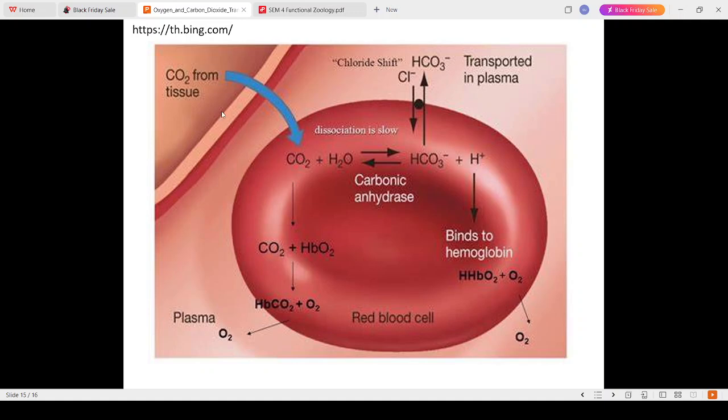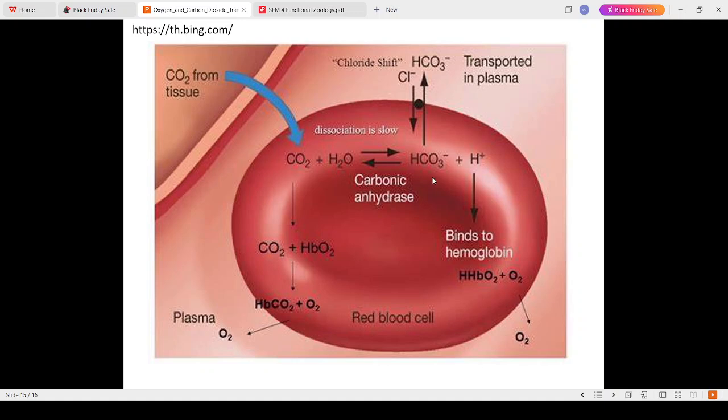Here you can see this is the carbon dioxide. Carbon dioxide enters the RBC, and there it combines with water, and as a result of the combination we get an acid. Here carbon dioxide combines with water, forming carbonic acid.